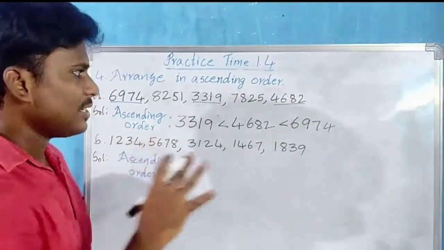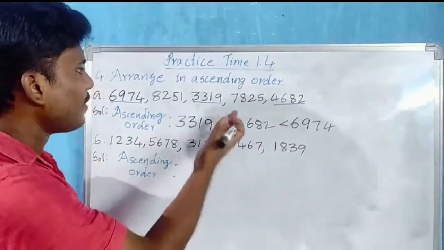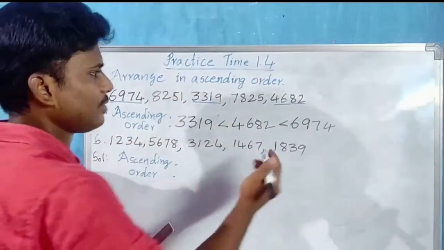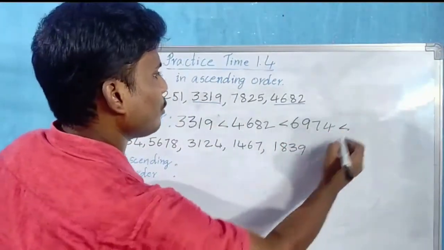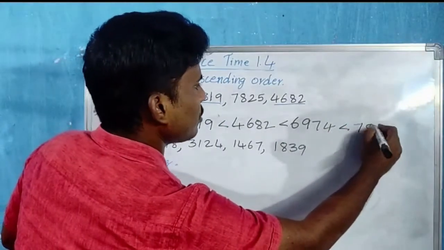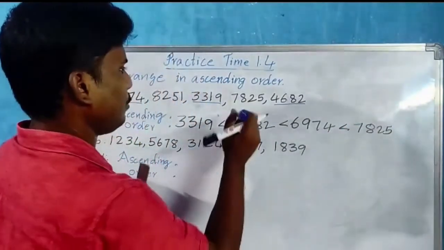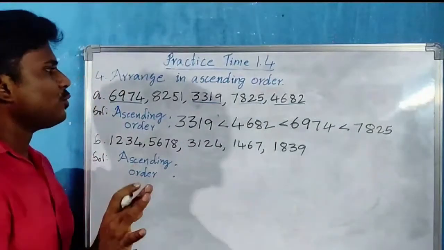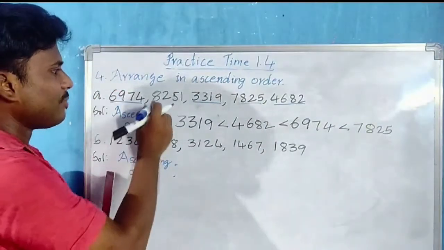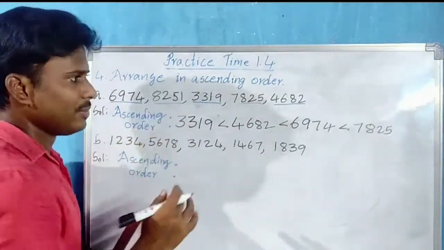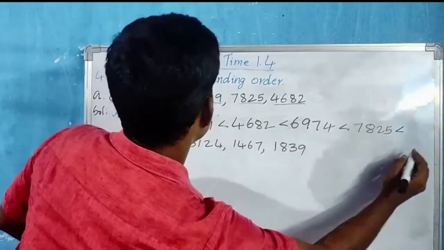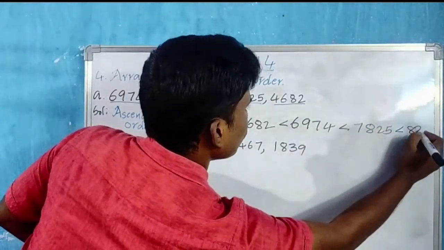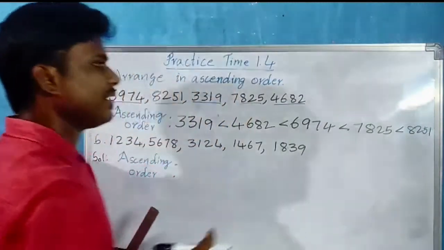So out of this, which is greater than 6, 7 or 8? 7 is greater. So 7825. Okay, and the last leftover number is this, and this is the greatest number among all the given numbers. So write this, 8251 is the greatest number.